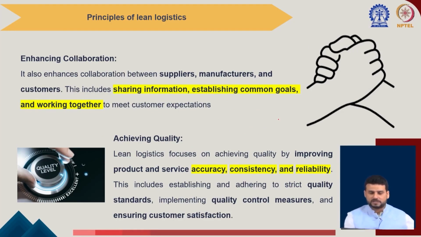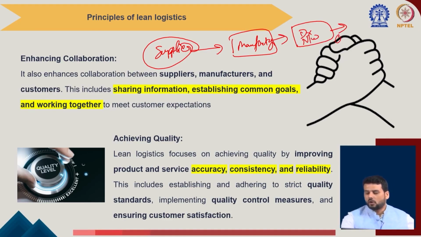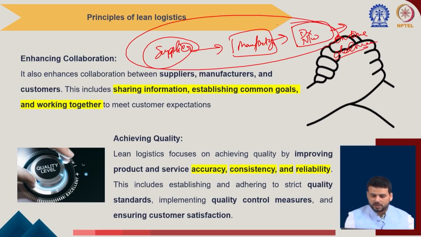And I told you this will start with your supplier. If your supplier is smooth, your manufacturing will be smooth, and if your manufacturing is smooth, your distribution network will work in a smooth way, and in the end on-time delivery will happen to the end customer, right? So that way you need to enhance the collaboration with all the stakeholders. The lean concept cannot be implemented within one particular organization or within manufacturing only, right?